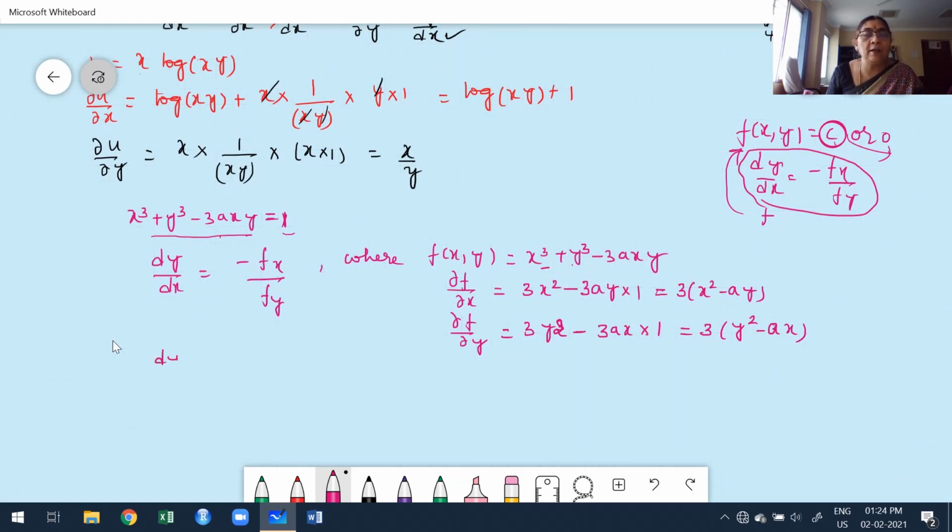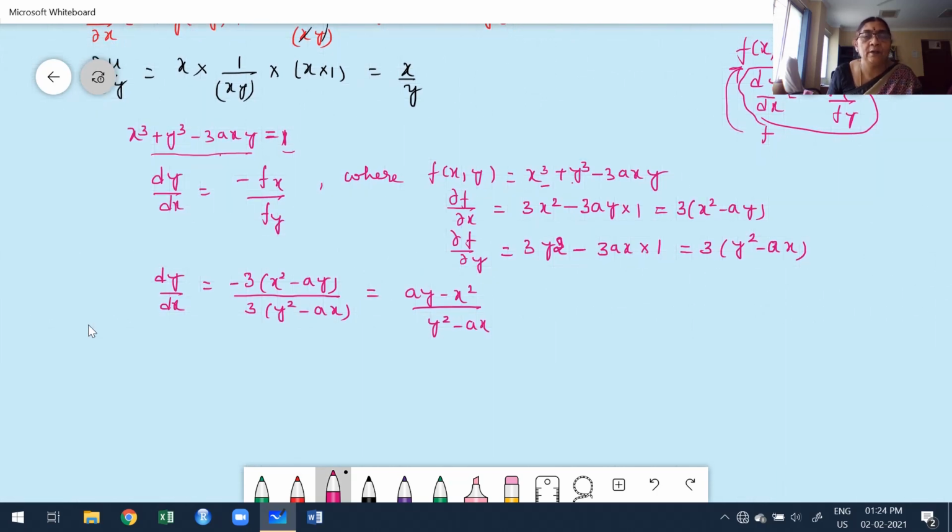What is dy by dx? It is nothing but minus of 3 times x square minus ay divided by 3 times y square minus ax. Now the 3 cancels. Taking the minus and inserting it in the numerator, we get ay minus x square divided by y square minus ax. This is nothing but my dy by dx.